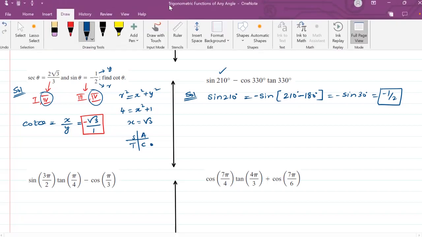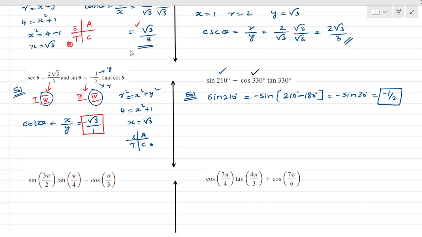What about the second one? Cosine 330. 330 lies in the fourth quadrant. I have to find the reference angle: 360 minus 330. Since in the fourth quadrant cosine is positive, we get cosine 30. What is cosine 30? Root 3 over 2.